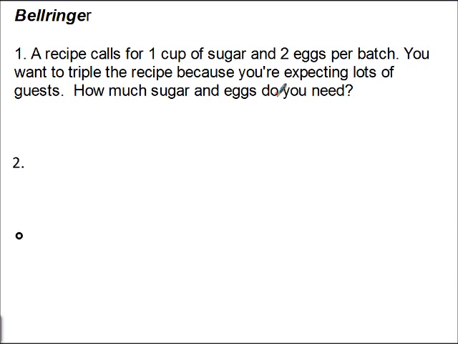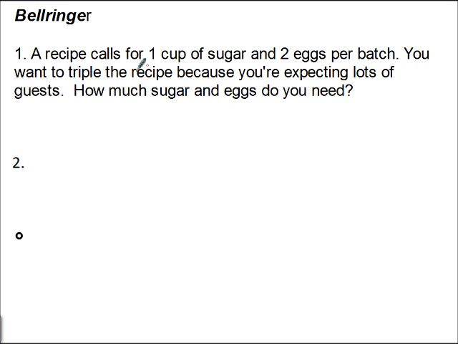So as a question I want you to start thinking about, I have this recipe for cookies. It's calling for 1 cup of sugar and 2 eggs to make 1 batch of cookies. Now it's Christmas coming, you want to make lots of cookies because you're having a big party. So you want to make triple the recipe. If you're making triple the recipe, how much do you need of each of these materials?